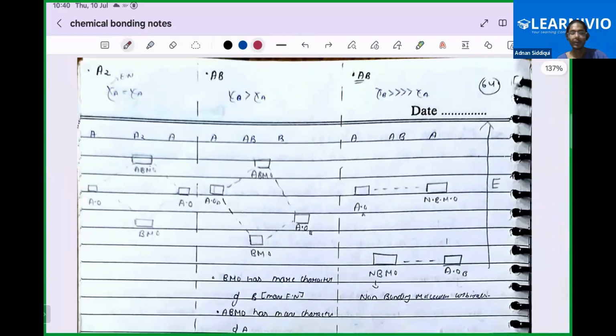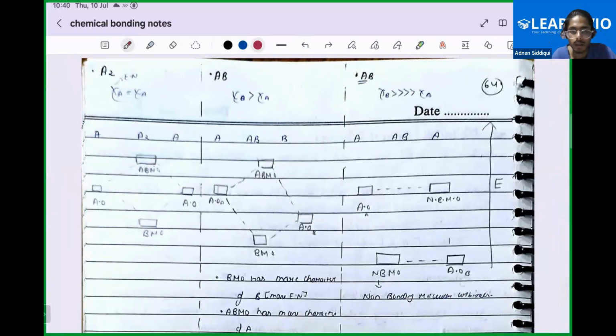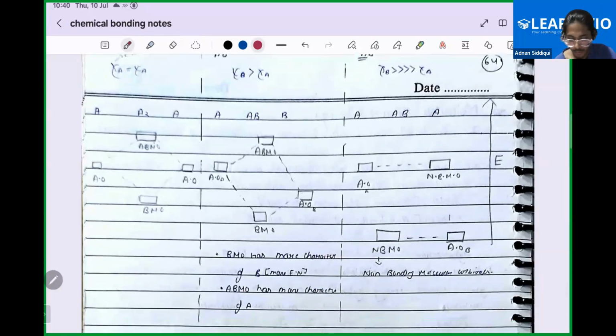So what do we mean by A2? A2 means that both the elements are the same. If you are talking about hydrogen, then both of them are hydrogen, like H2. If you are talking about oxygen, then both of them are oxygen, like O2. Basically, the molecule as a whole is non-polar with dipole moment zero, no electronegativity difference, right? But AB means that electronegativity is different for A and different for B, because A and B are different elements, right? In this specific case, the electronegativity difference is there, but it is not that much. So it will look like this.